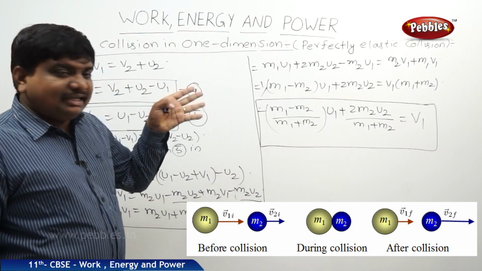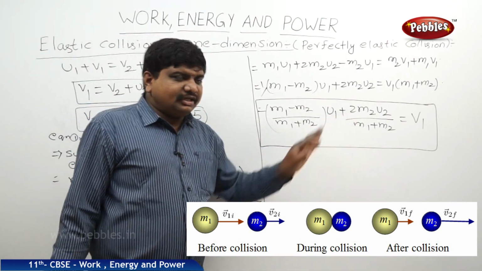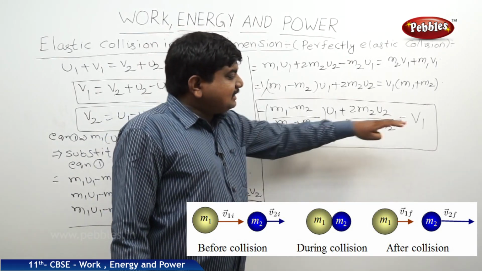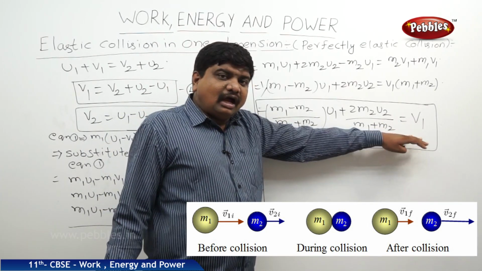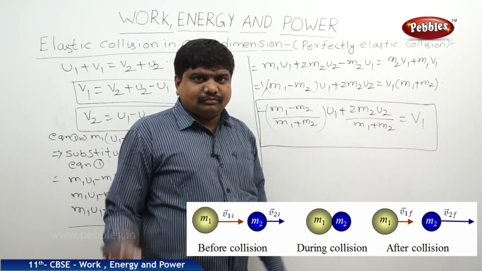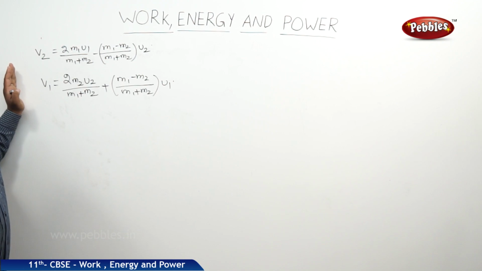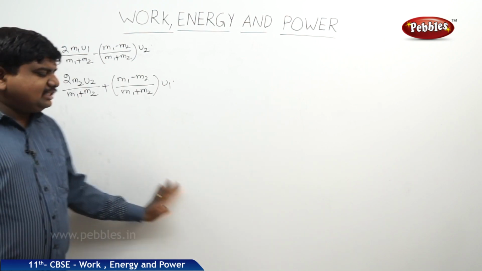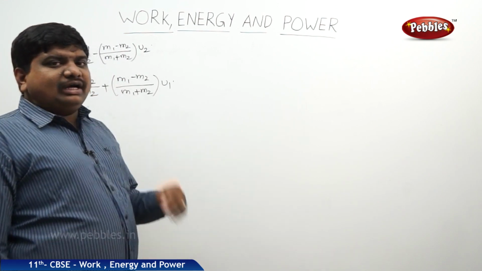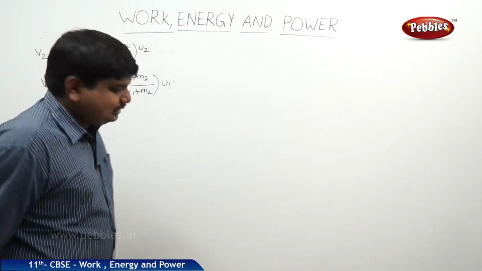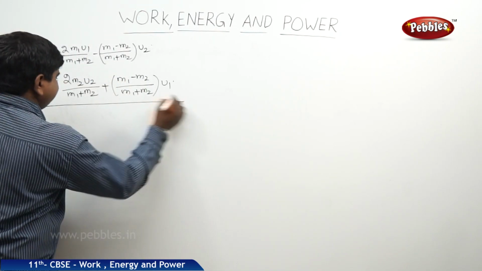So previously we got the equation for v2 and here we got the equation for v1. This v1 is the final velocity of the first body of mass m1 after the collision. So these are the two equations which represent the final velocities of body 1 and body 2 after the collision. So in this perfectly elastic collision, or one-dimensional elastic collision, there are some special cases and sub-cases. What are those special cases?